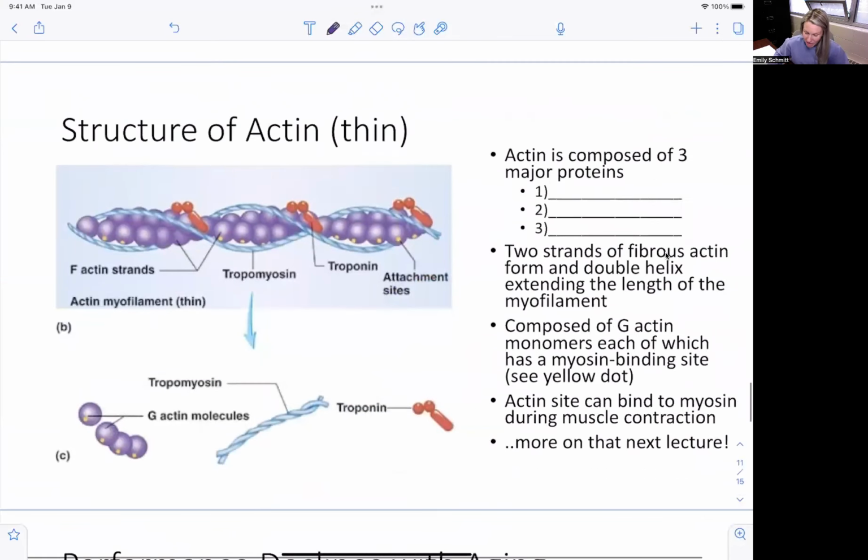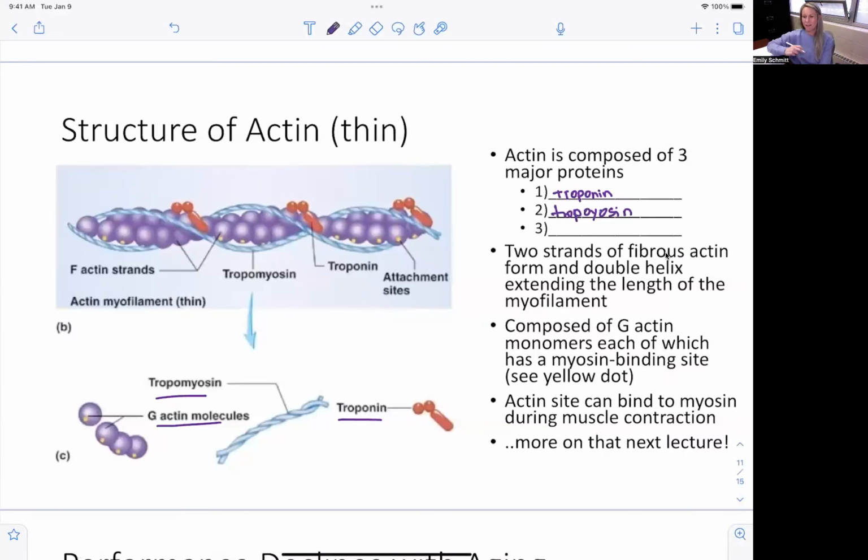And so the structure of actin is also incredibly exciting because we have our G-actin molecules, we have troponin and tropomyosin. And so the actin is composed of three major proteins. So troponin is one of those. Tropomyosin. And I'm blanking on the third one. Let me follow back up with that.